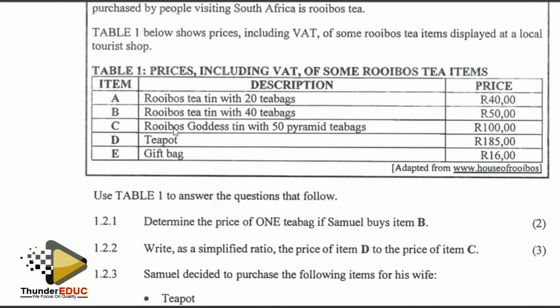So, description. We have items A, B, C, D, and E. We see the description. Item A is a rooibos tea tin with 20 tea bags, which costs 40 rand, and a rooibos tea tin with 40 tea bags, which costs 50 rand, and rooibos tea with 50 pyramid tea bags, which is at 100. Then we have a teapot, which is at 185, and a gift bag, which is at 16 rand.